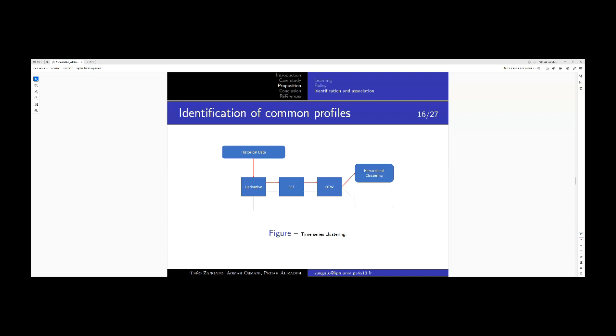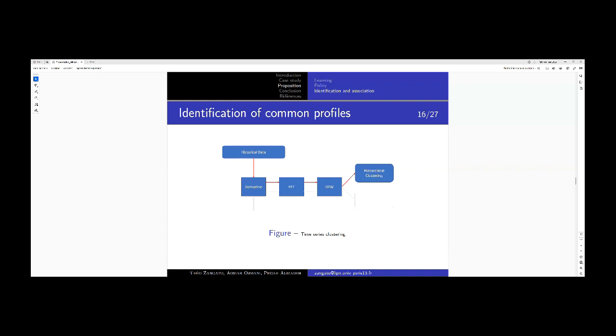Then we use the DTW, so dynamic time warping algorithm, to match the different points in the time series to focus on patterns within the time series that show pronounced frequency dependencies. And then we use the hierarchical clustering method.